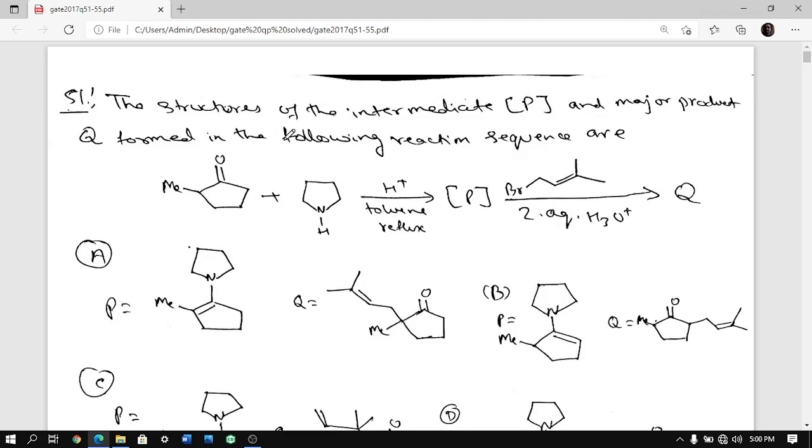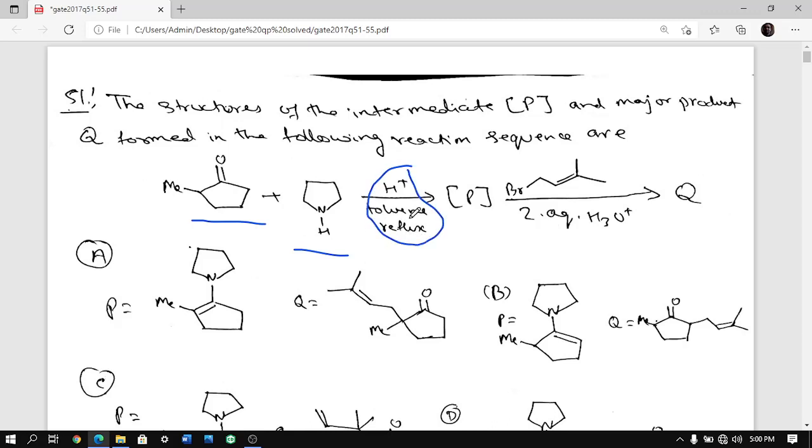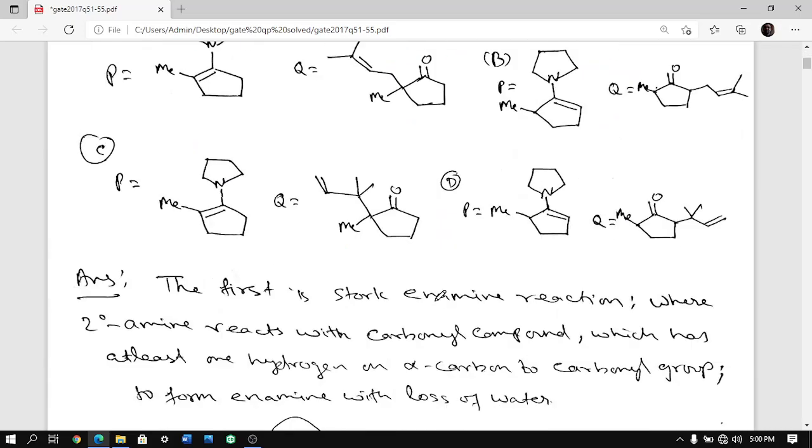So the first question is: the structure of the intermediate P and major product Q formed in the following reaction sequence are. So these are the reactants. You can see here there is a cyclic ketone, and then you have a secondary amine which is cyclic, and then you are putting acidic media and refluxing it in toluene, just a solvent here, and you are getting P. Then it asks for Q, so you are having allylic bromide here, and you are working up in aqueous acidic media, and then you are getting Q. Let's go ahead with it.